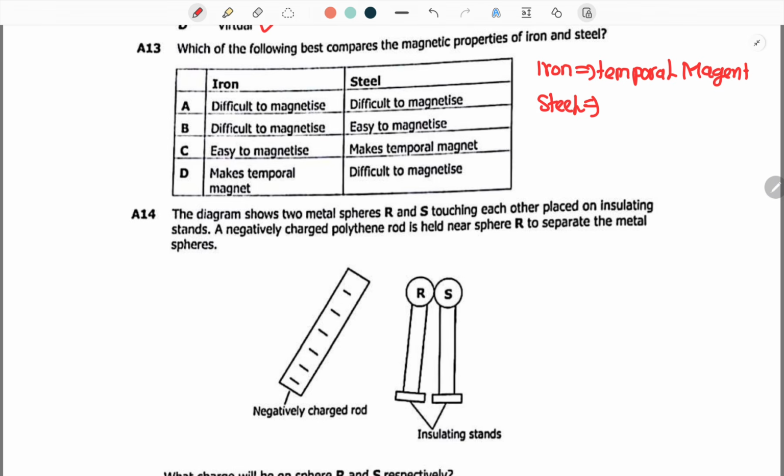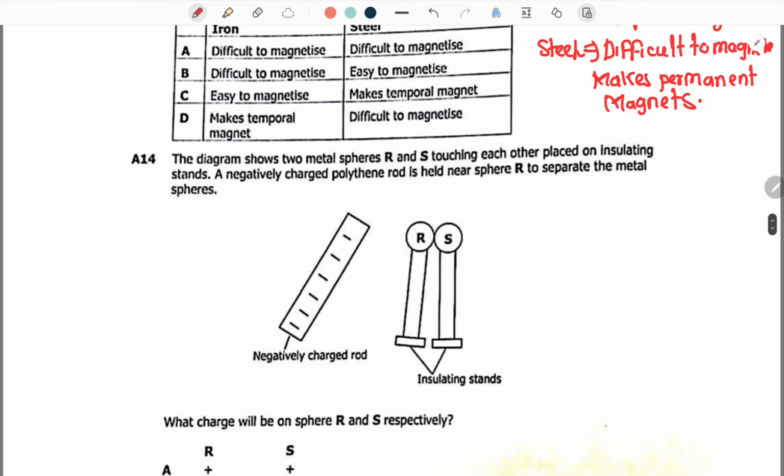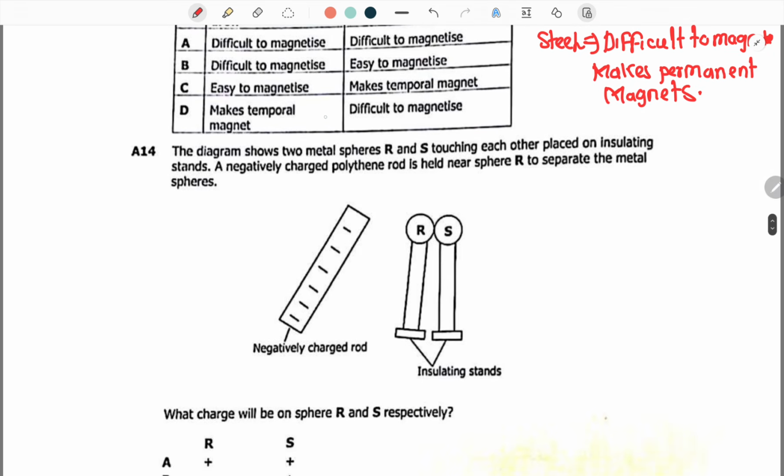Steel is not easy. It is actually very difficult to magnetize, but it makes permanent magnets. Difficult to magnetize, makes permanent magnets. For the sake of revision, makes permanent magnets. So the answer, of course, is D.